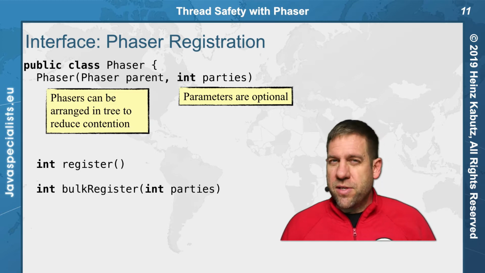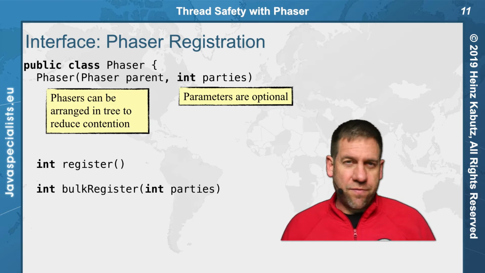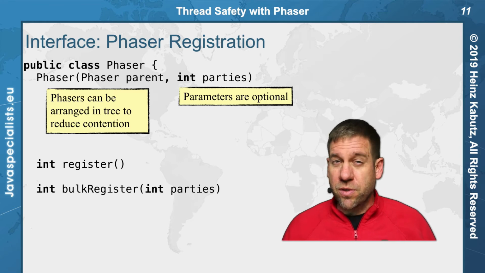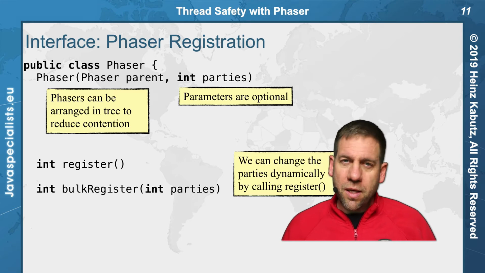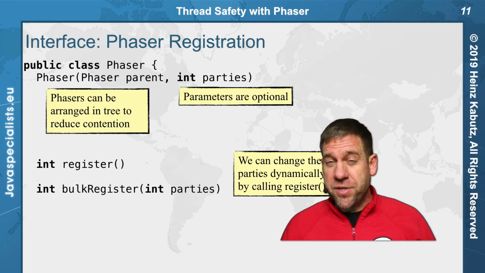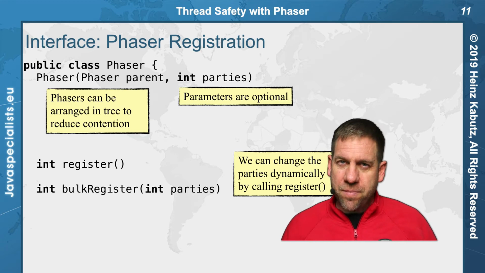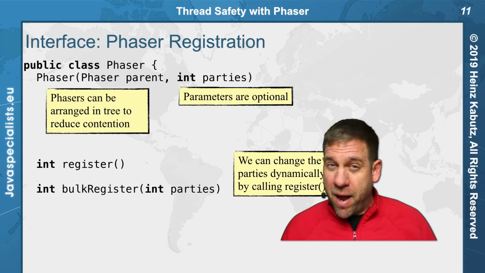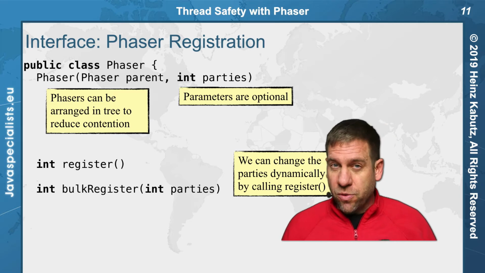The parent phaser is used to arrange a tree of phasers, which can help to reduce contention. We can also change the number of registered parties on the fly, in comparison to a cyclic barrier, where it's fixed unto all eternity.